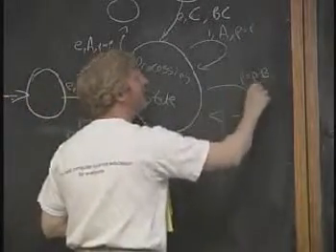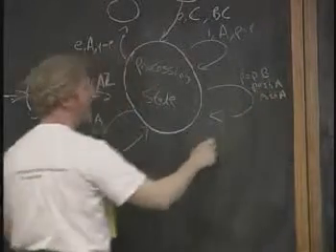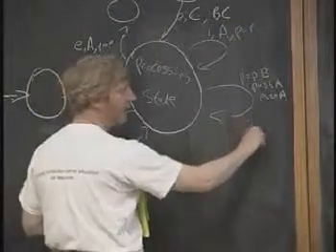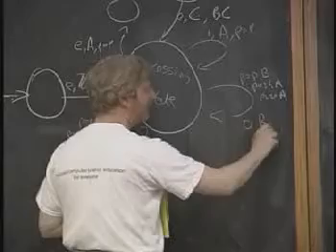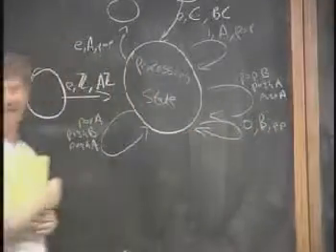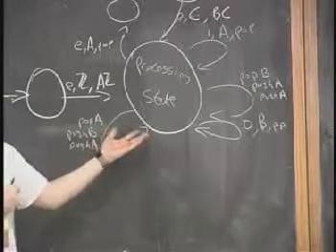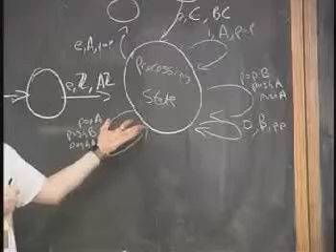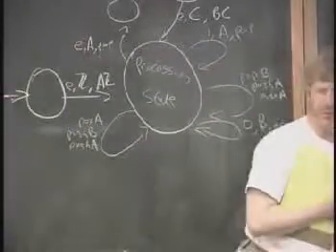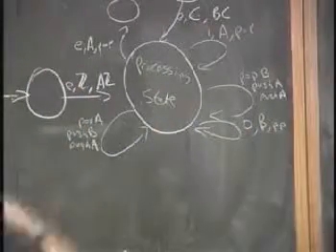Pop B, push A, push A. And the other possibility is, if there's a 0 on the tape and a B on the stack, pop it. And then C, can you guys fill in C yourselves? Pop C, push B. And if there's a 1 or a 0 and there's a C on the stack, you can pop it. You can fill in the rest.